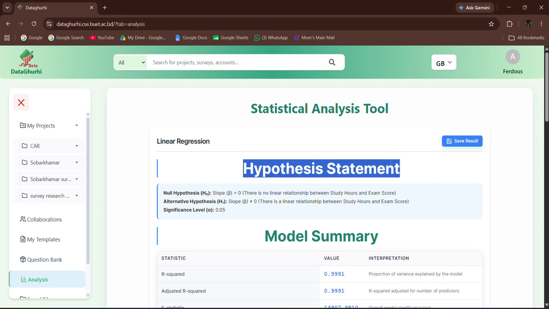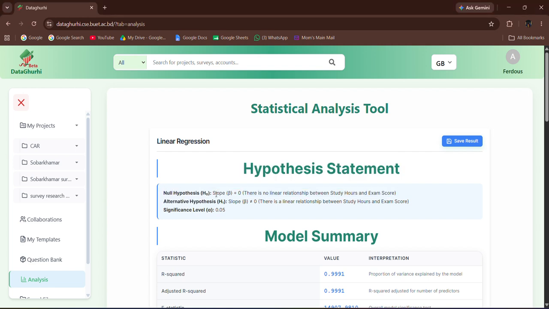Hypothesis statement. It can follow one of two forms. Either the slope, which is the gradient of a straight line, is 0, that'll be the null hypothesis, that there's no linear relationship between the two variables, or it can follow the alternative hypothesis, where the gradient will not be 0. That will mean there is a linear relationship between the variables. The significance level is kept as 0.05.